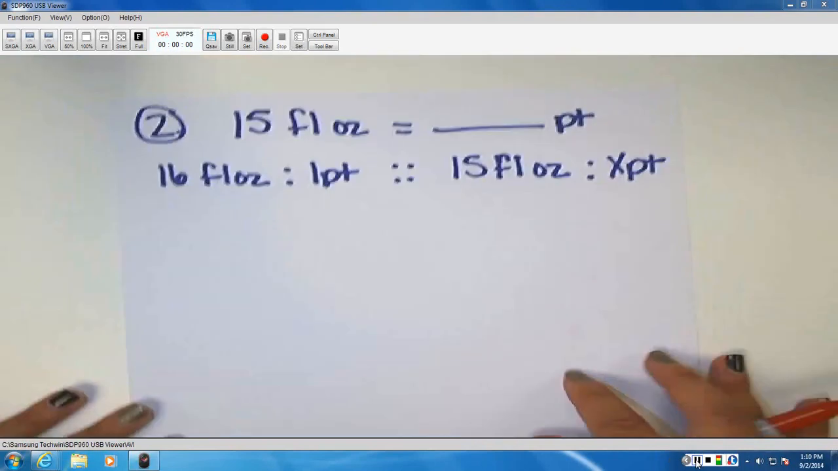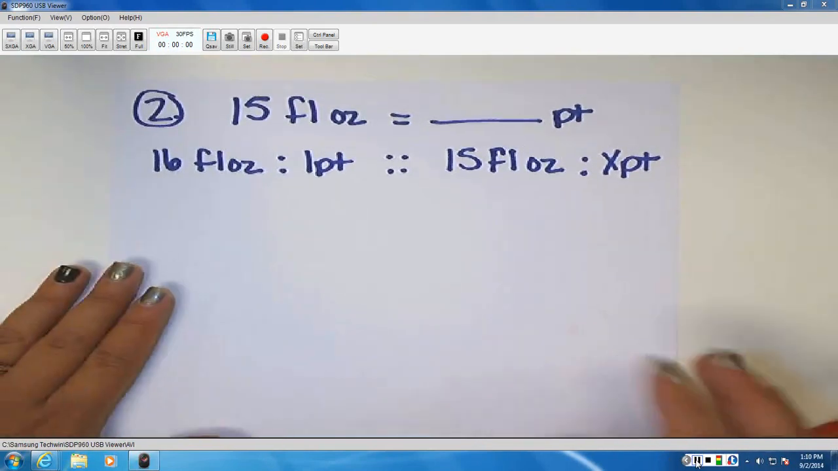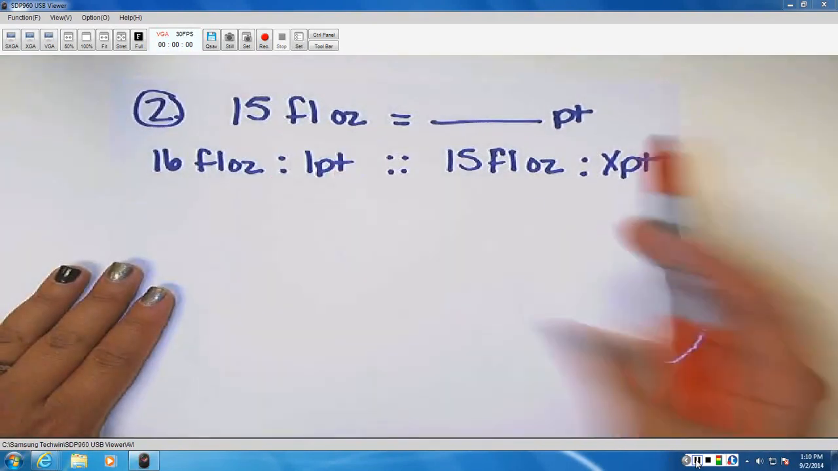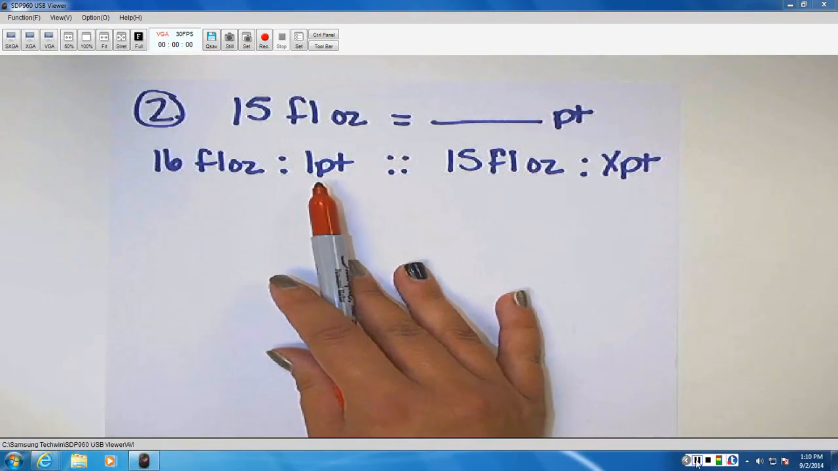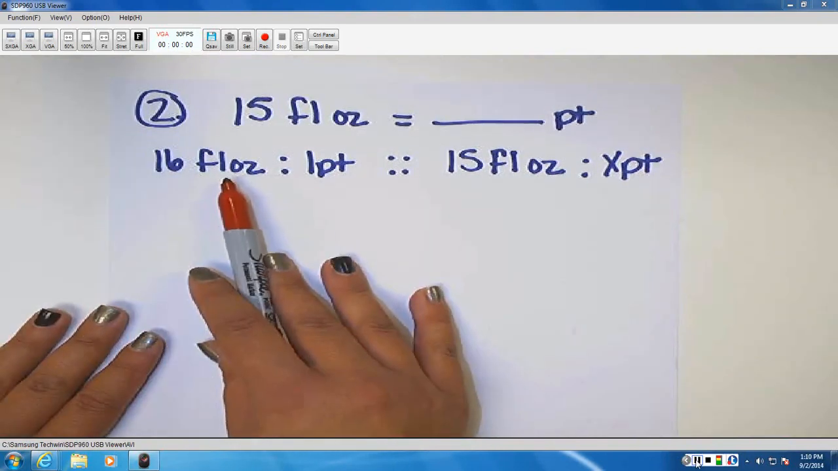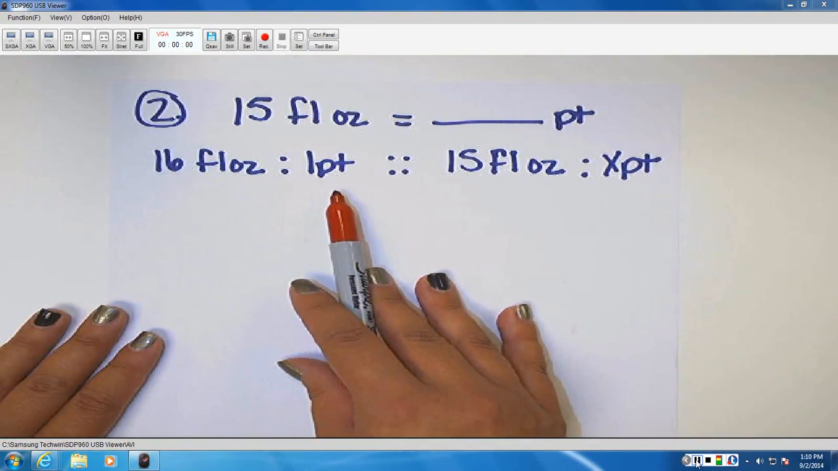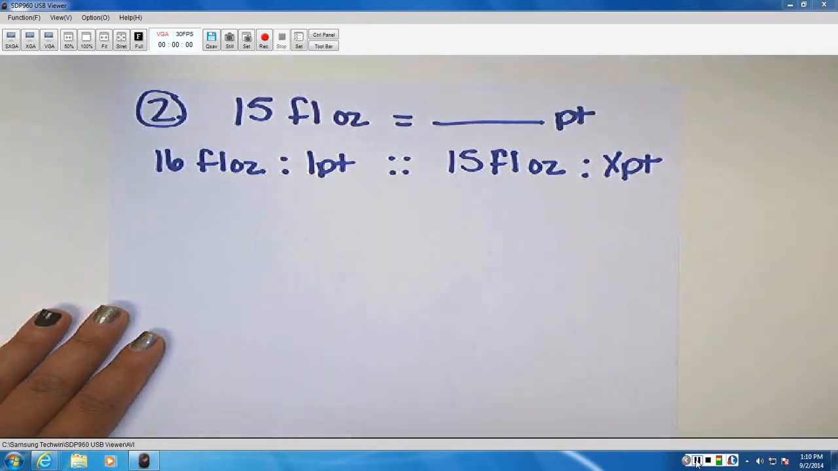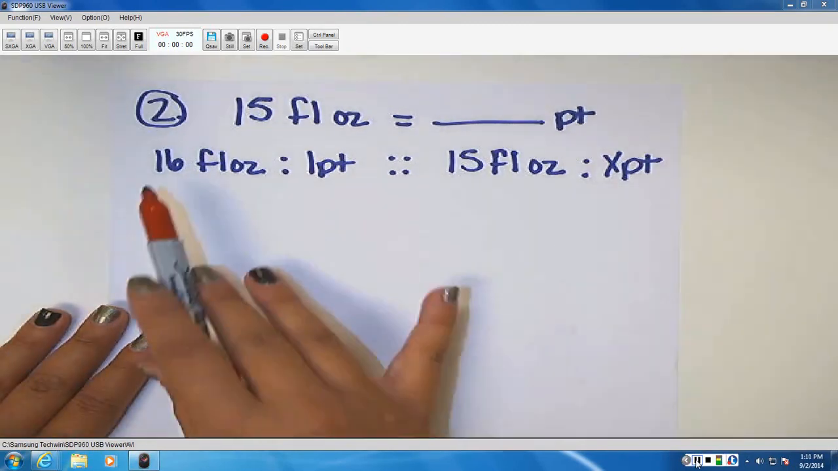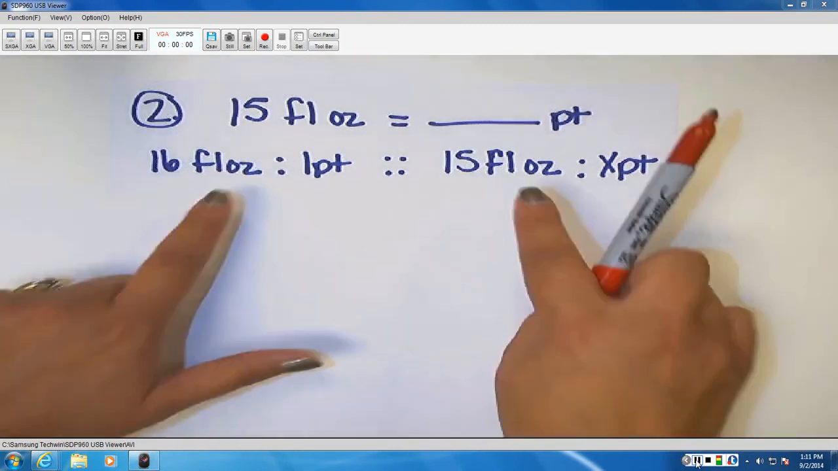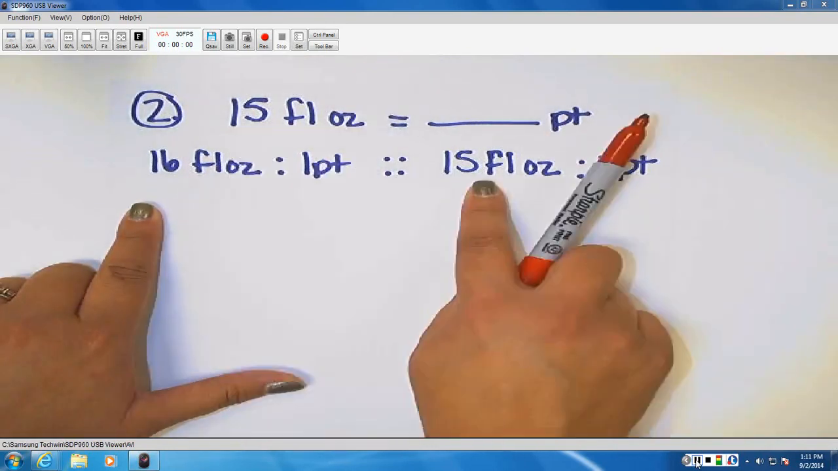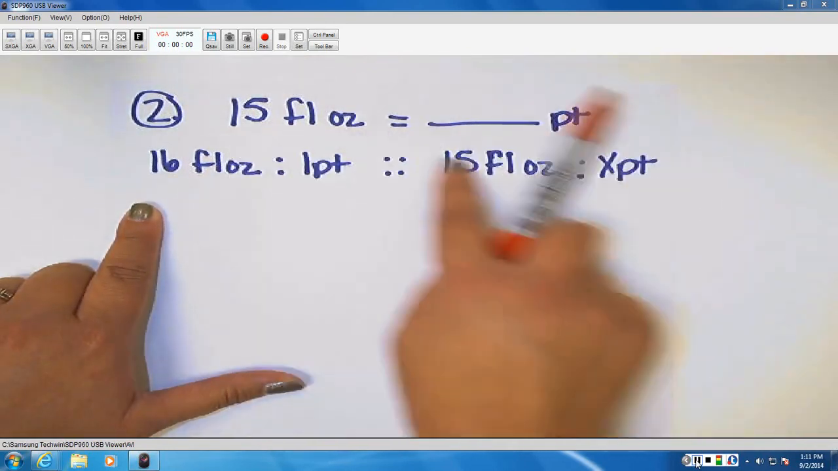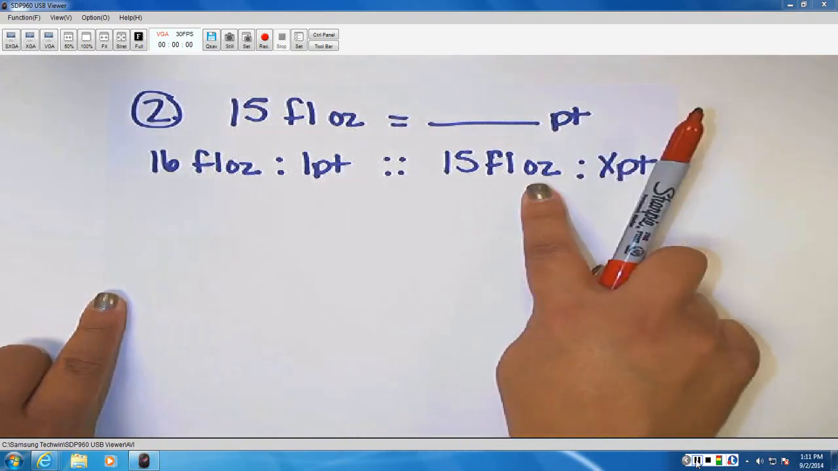Number 2 from chapter 7. This problem is 15 fluid ounces, again, equals how many pints? So I've set up my equation just like I did with the last one. I know that 16 fluid ounces equals 1 pint. That's what's known. On the right side, I mimicked my left side as far as fluid ounces first, pints second. And I know the 15 fluid ounces. What I don't know is how many pints that equals.